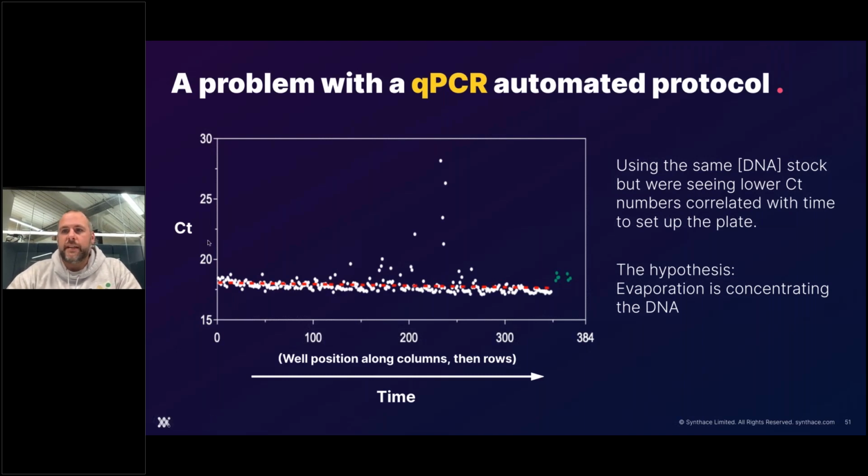Shown in the graph are the CT values that are measured during the qPCR assay. The lower the CT value, the higher the amount of DNA present in the well. And we saw this sort of systematic trend over time of increasing measured DNA concentrations. And our hypothesis was that this may be caused by concentrating of the DNA because of evaporation.